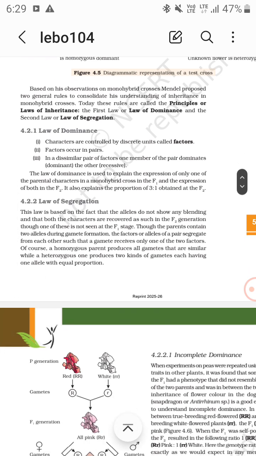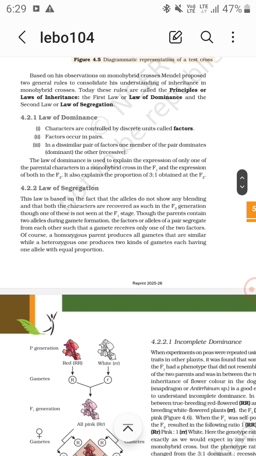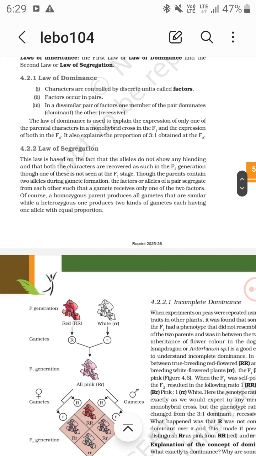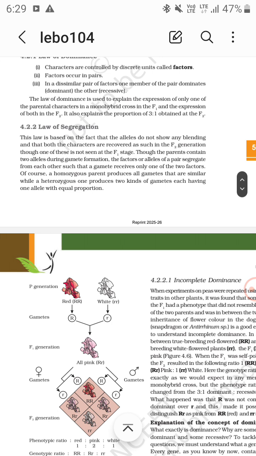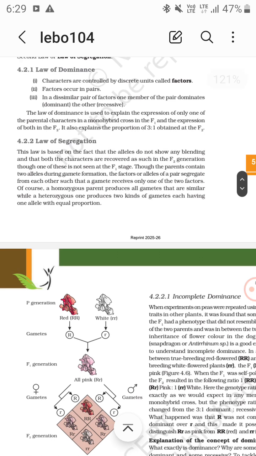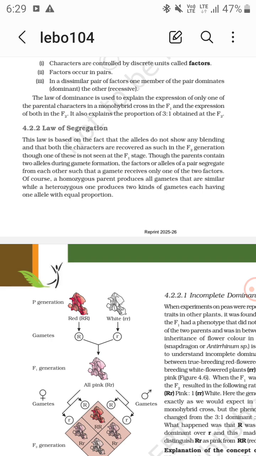So the law of dominance. The characters are controlled by discrete units called factors, and these factors occur in pairs. In a dissimilar pair of factors, one member of the pair dominates, that is dominant, and the other is recessive. The law of dominance is used to explain the expression of only one of the parental characters in a monohybrid cross in the F1 and the expression of both in the F2, that is tall and dwarf. It also explains the proportion of 3 is to 1 obtained at the F2.